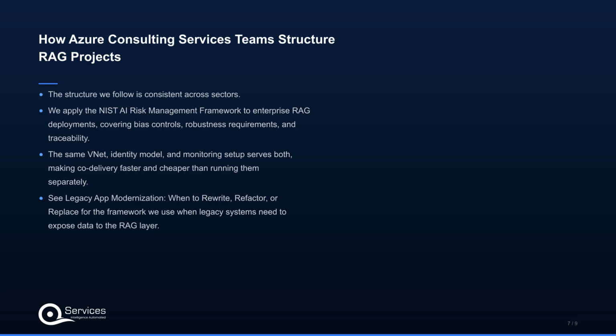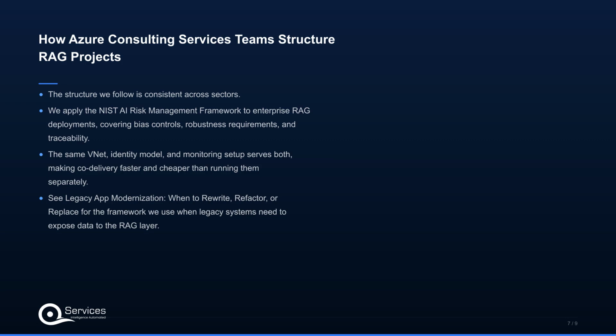The structure we follow is consistent across sectors. Every RAG engagement begins with an Azure infrastructure assessment. We audit the tenant configuration, data residency requirements, identity model, and network topology before writing any code. Alongside this, we run a full Azure architecture review and an Azure security assessment to confirm that private endpoints, document-level access control, and audit logging are designed in from day one.